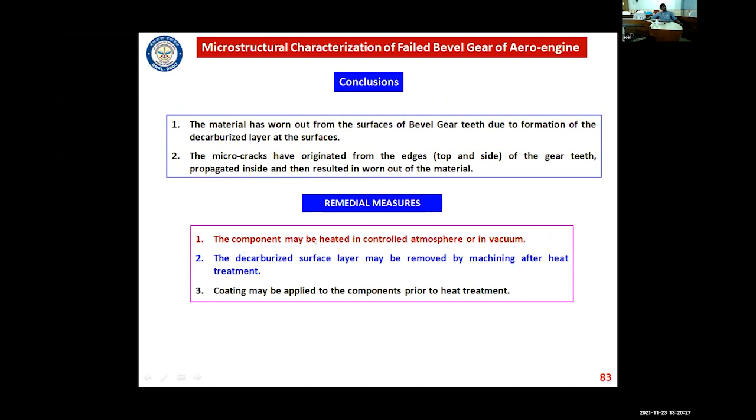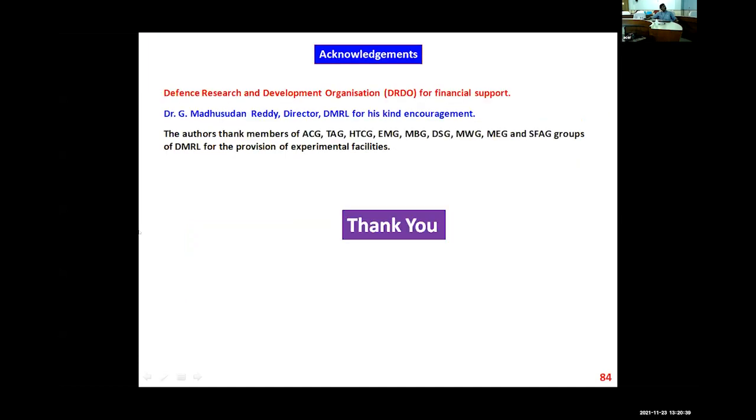The remedial measures are: the component may be heated in a controlled atmosphere or in vacuum, the decarburized surface layer may be removed by machining after the heat treatment, and coating may be applied to the components prior to the heat treatment.